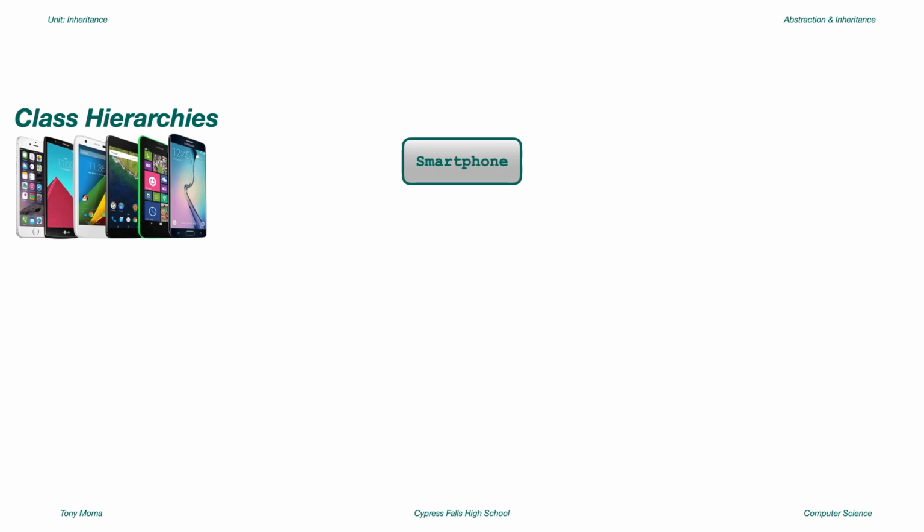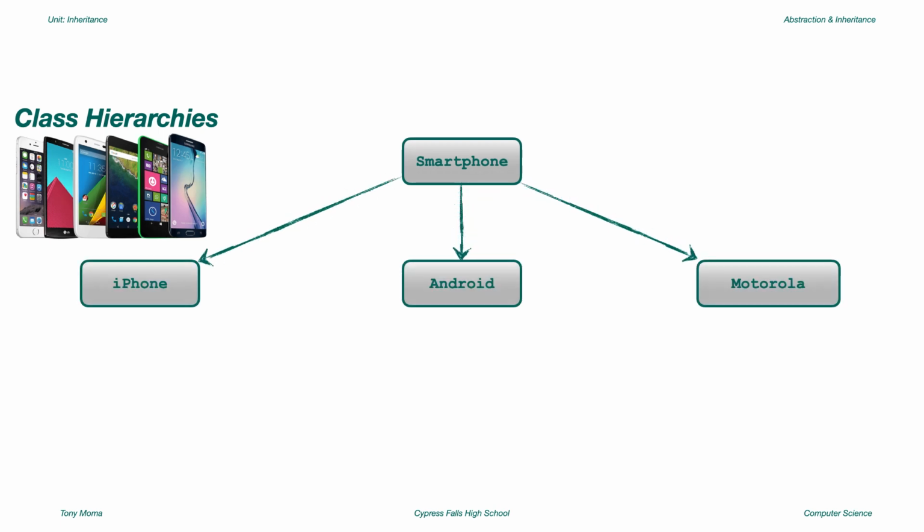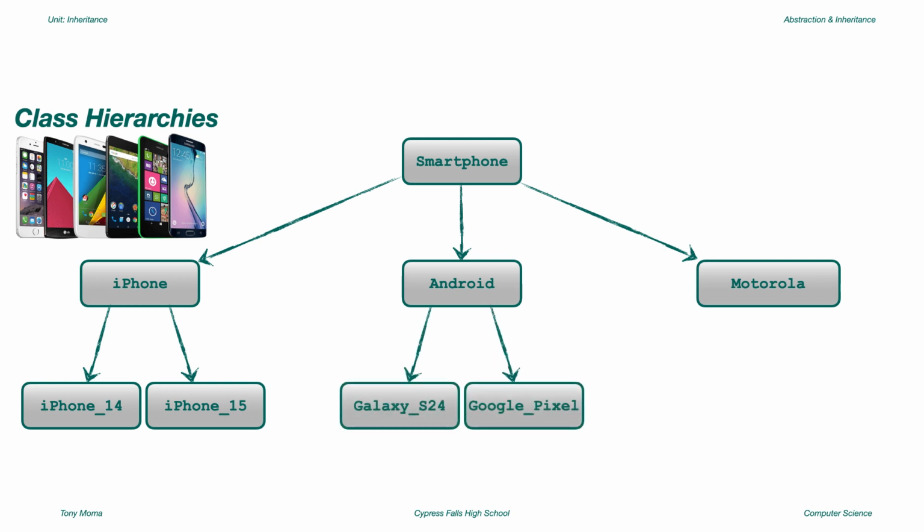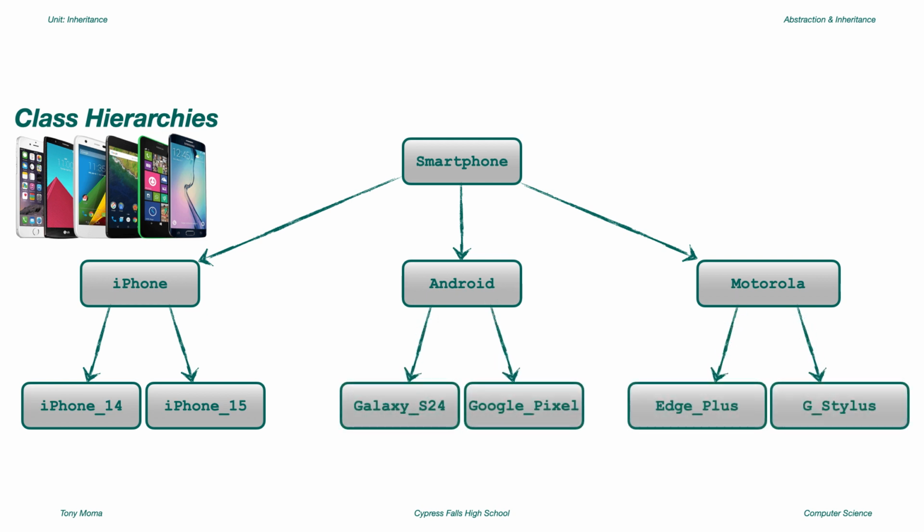Smartphone was another abstract concept we mentioned. From smartphone, we can derive iPhone, Android, Motorola. From iPhone, we can derive the iPhone 14 or iPhone 15. From Android, we can derive Galaxy S24 or Google Pixel. And from Motorola, we can derive the Edge Plus or the G Stylus.